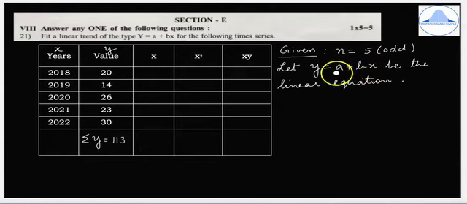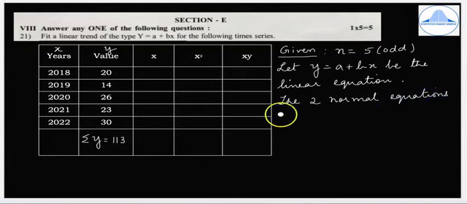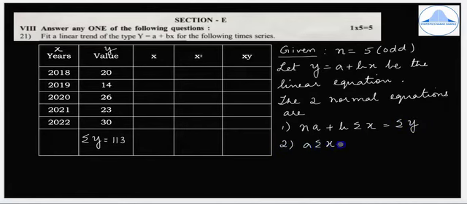Now because there are two constants a and b, we will have two normal equations. So the next line you can write, the two normal equations are, the first one is na plus b summation x is equal to summation y, and second is a summation x plus b summation x squared is equal to summation xy. It is important that you practice writing the normal equations. They are important.